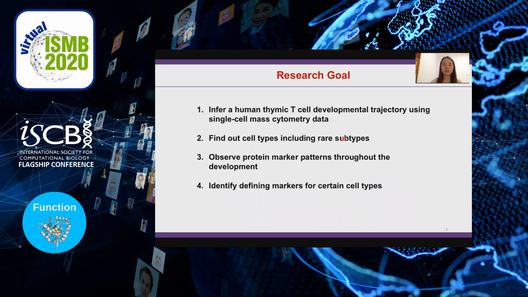T-cells play important roles in human adaptive immunity. Studying protein expression patterns during early T-cell development is crucial for understanding their differentiation process and function mechanism.